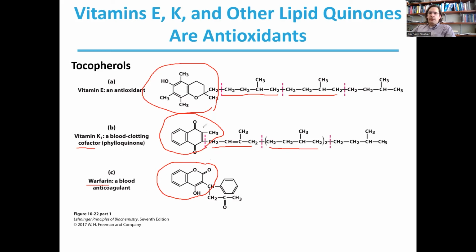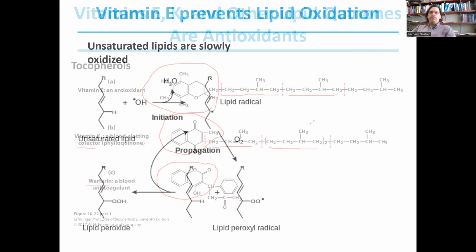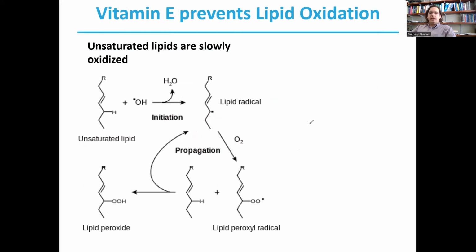So as long as we match that key head group structure, we don't have to exactly match our isoprene chain for our drug molecule. So vitamin E will specifically counteract lipid oxidation.